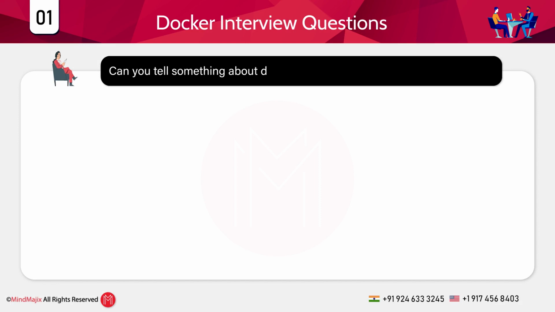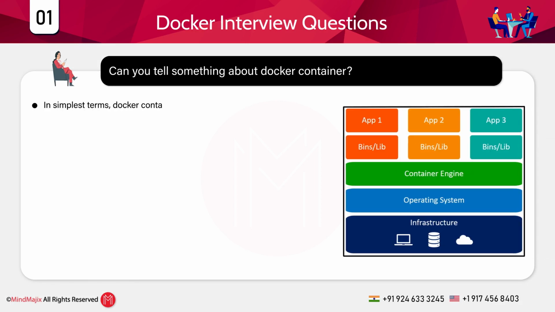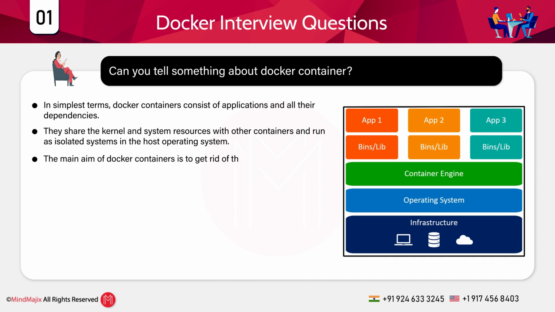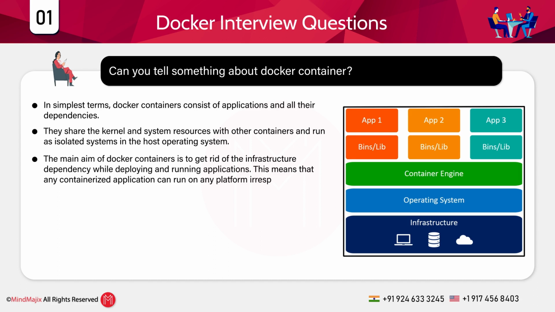This is the first question that the HR will ask you: can you tell me something about Docker container? So the simplest answer is that, in simple terms, a Docker container consists of applications and all their dependencies. They share the kernel and system resources with other containers and run as an isolated system in the host operating system. The main aim of a Docker container is to get rid of the infrastructure dependencies while deploying and running applications. This means that any containerized application can run on any platform irrespective of the infrastructure being used beneath.